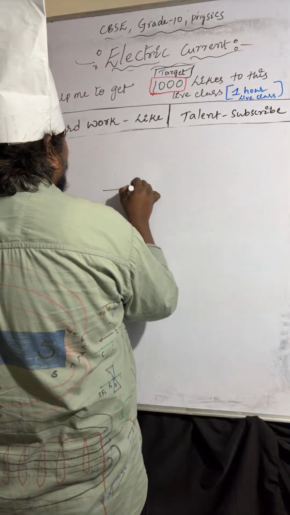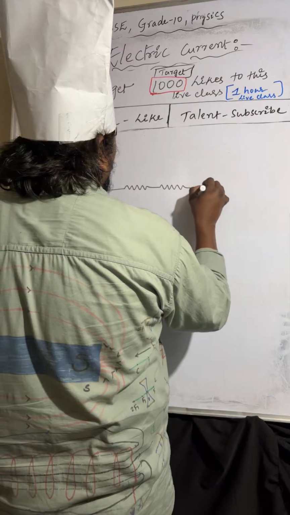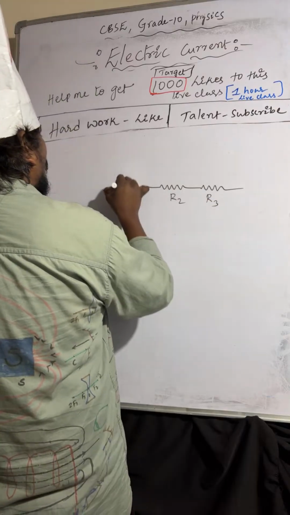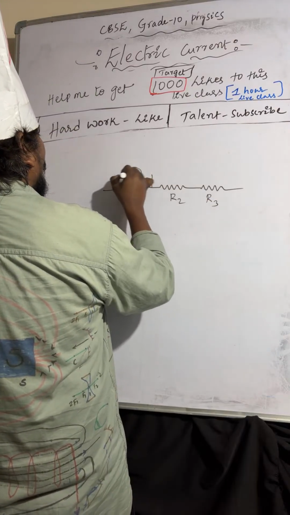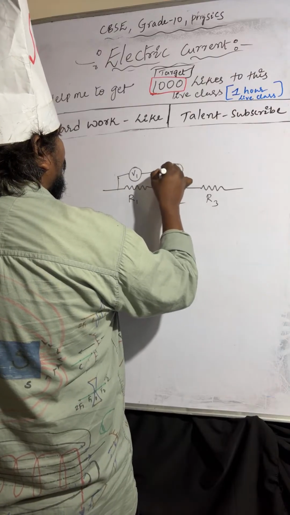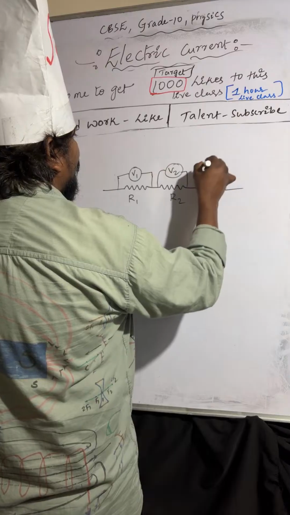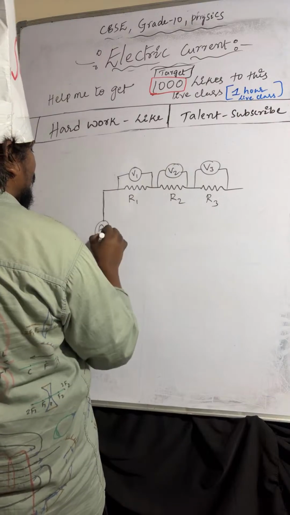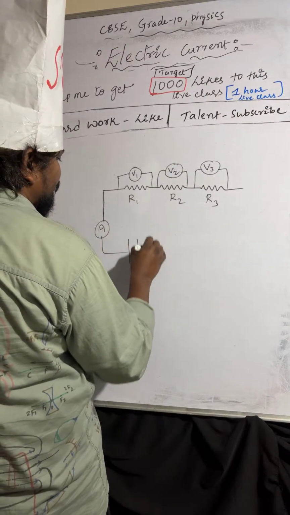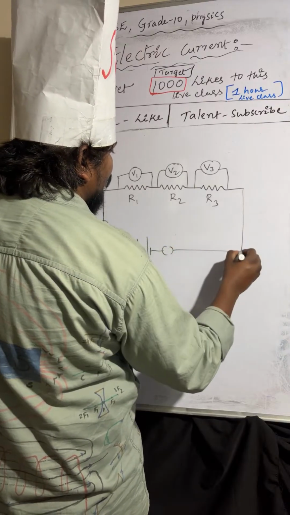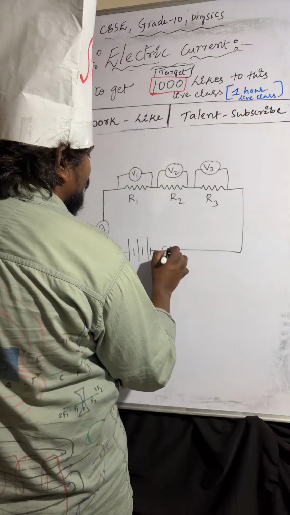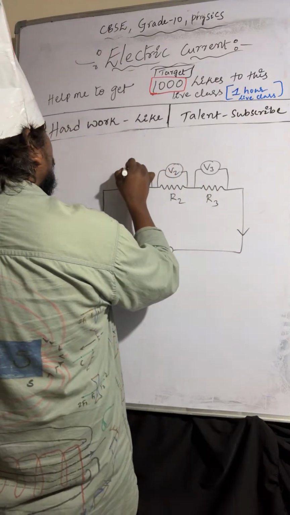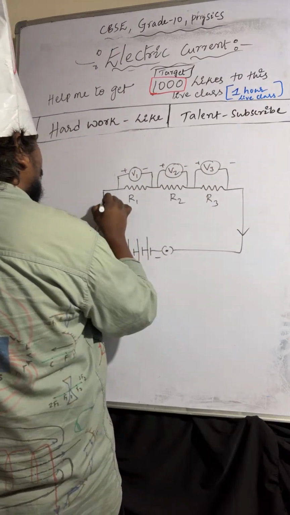So here we have R1, R2, R3. Across R1 I am connecting V1, across R2 V2, and across R3 V3. The ammeter shows the current passing here. This is the battery and the switch. When the switch is closed, current passes from the positive terminal to the negative terminal, through each resistor in turn.